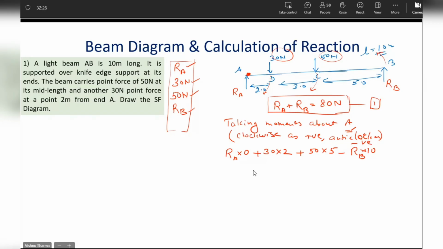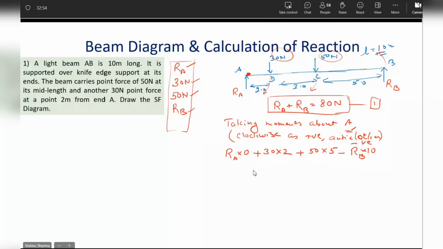Did I say point D moment? What have you multiplied with what? RA into 0 means the... No, I'm talking about 30 into 2. What have you multiplied? 30 into 2 means weight into what? What is 30? Weight acting downwards, so it is the positive, clockwise moment. It is the moment of the force, not the point D.